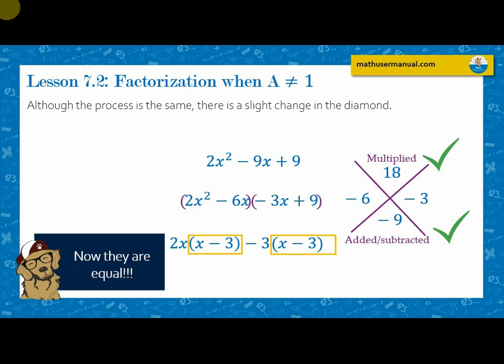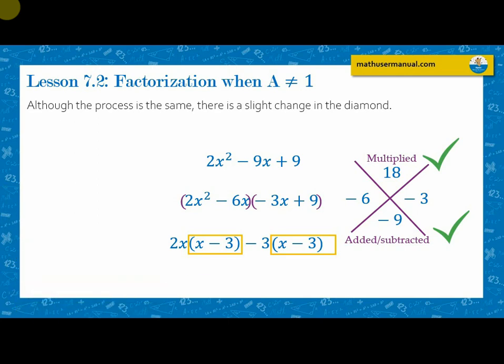We can proceed. Since both parentheses are equal, that's one of our factors. And where do we look for our second factor? The numbers outside of the parentheses. In this case, 2x minus 3. That's our second factor. And this is our answer. So we moved from 2x squared minus 9x plus 9 into x minus 3 times 2x minus 3.